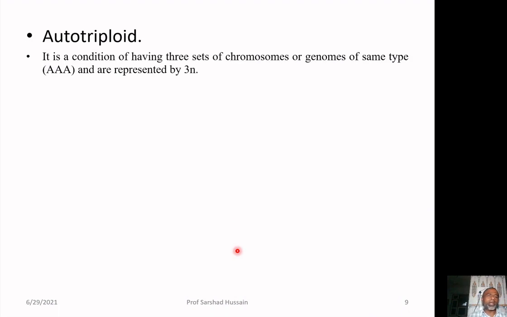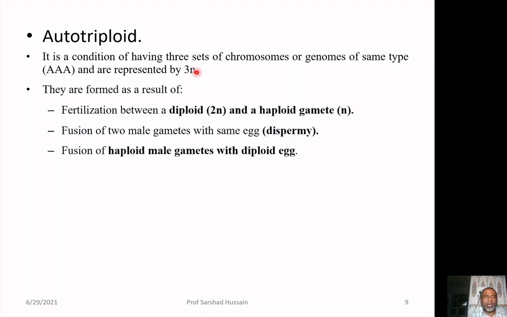So, in autopolyploids you may have the autotriploid. Autotriploid will have 3 sets of the same set of chromosomes, so they are represented by 3n. How will the autotriploid be formed? If a diploid gamete fuses with a haploid gamete, you will have 3n: 2n from this and 1n from this.